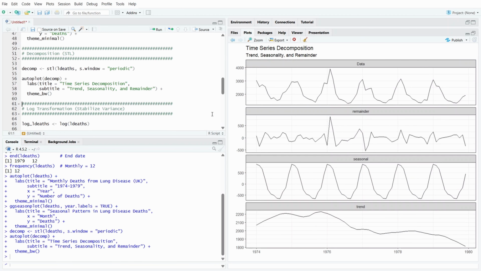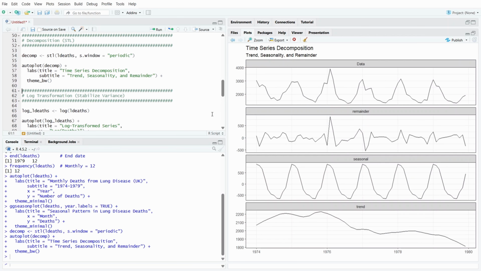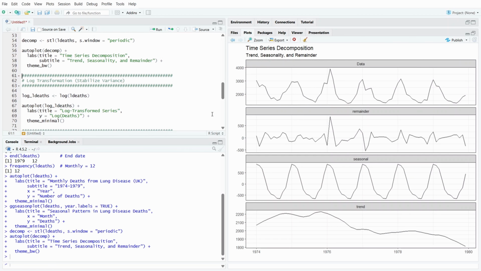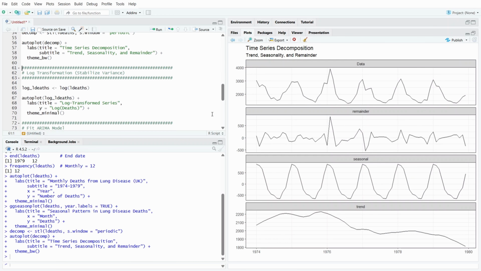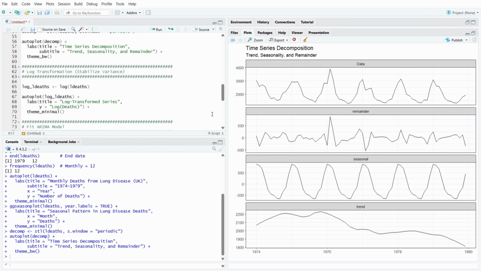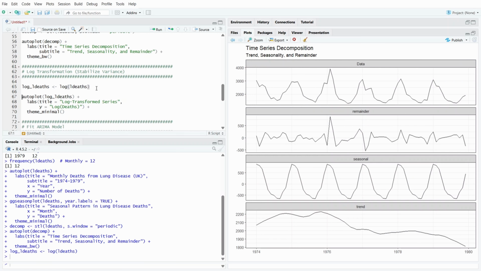You'll notice that in our previous plots, the swings between summer lows and winter highs seemed to get more extreme as the numbers got larger. In statistics, this can make our models unstable. To fix this, we apply a logarithmic transformation using the log function. This stabilizes the variance, making the patterns easier for our model to digest without being overwhelmed by the big spikes.